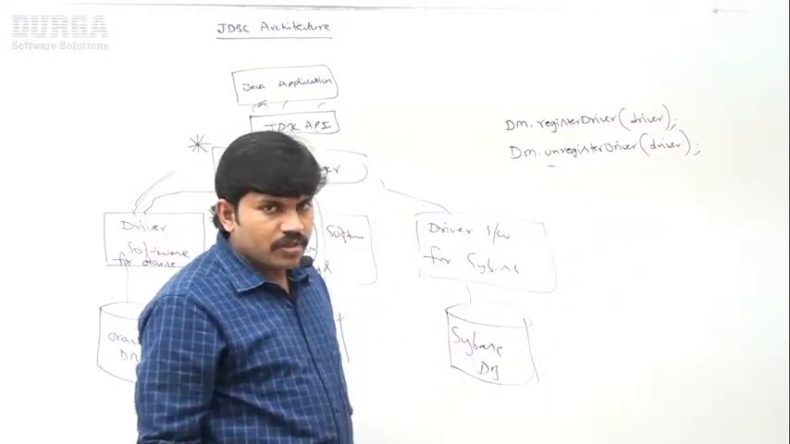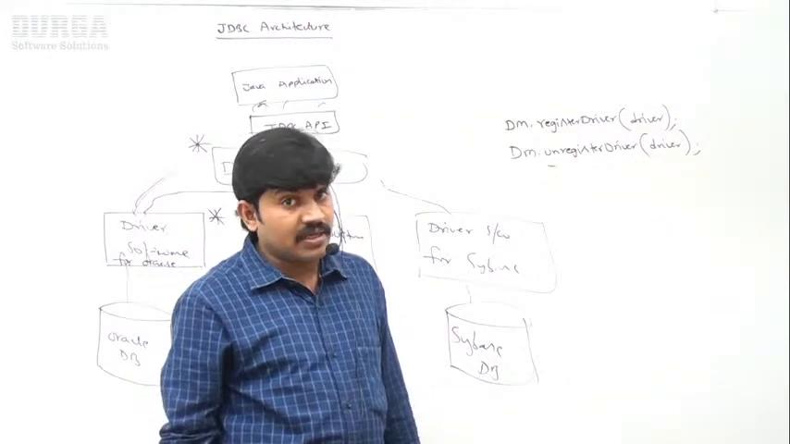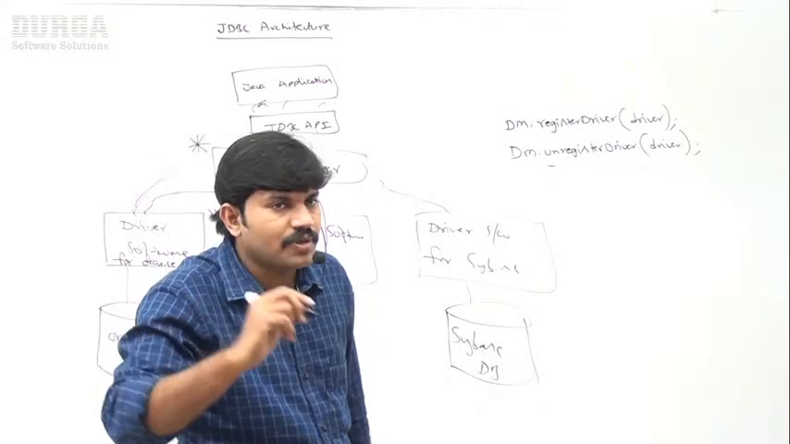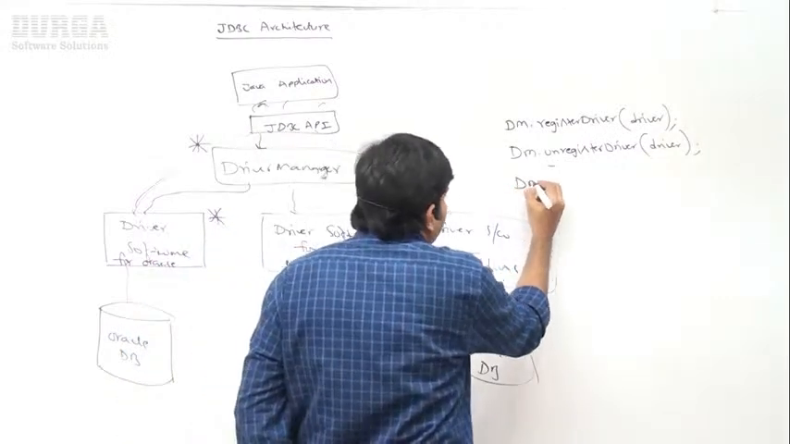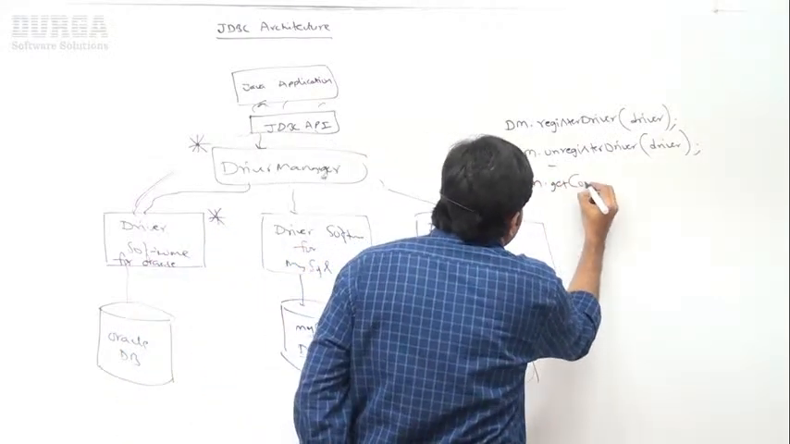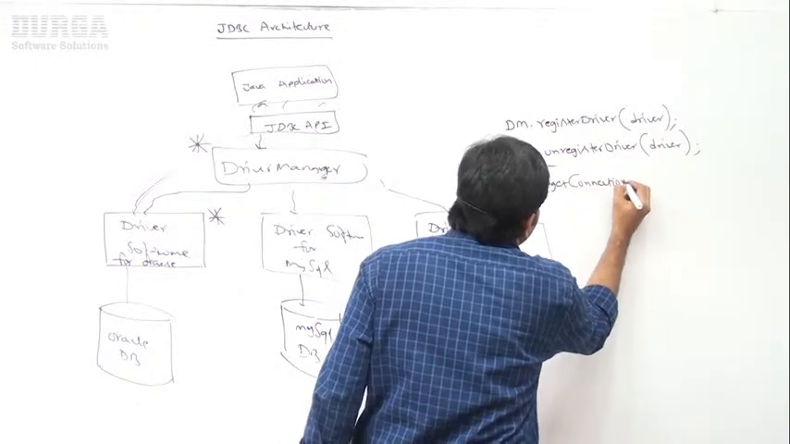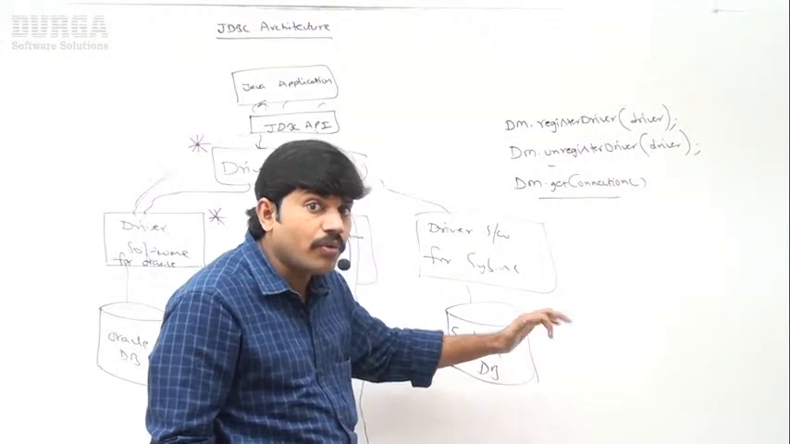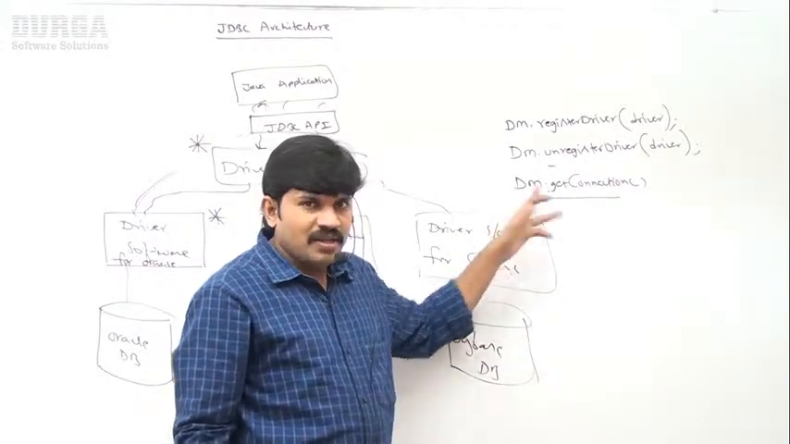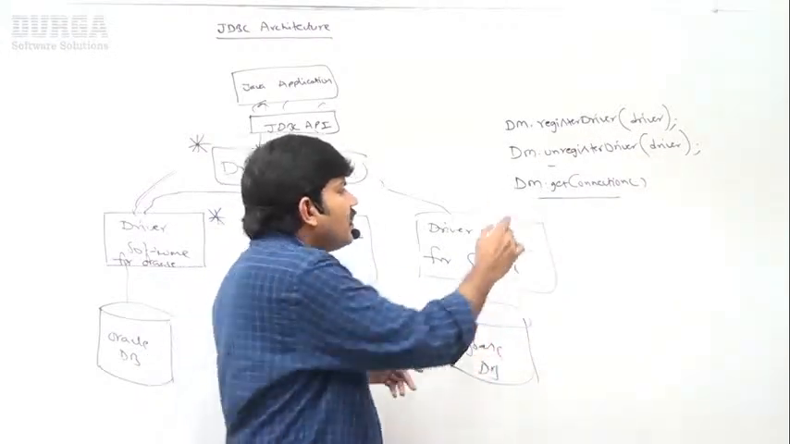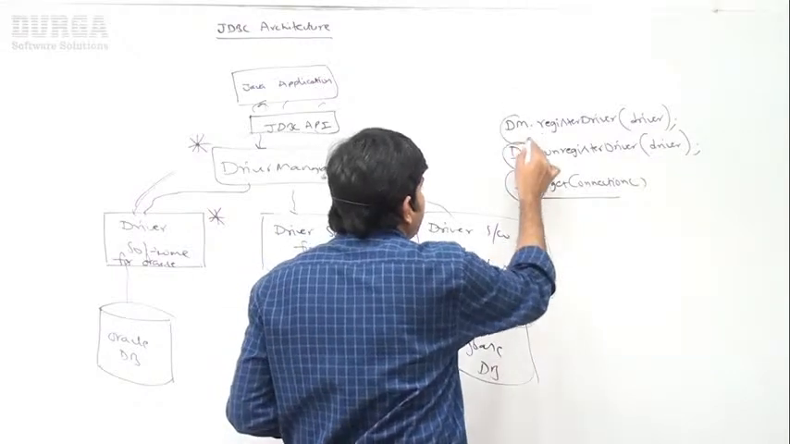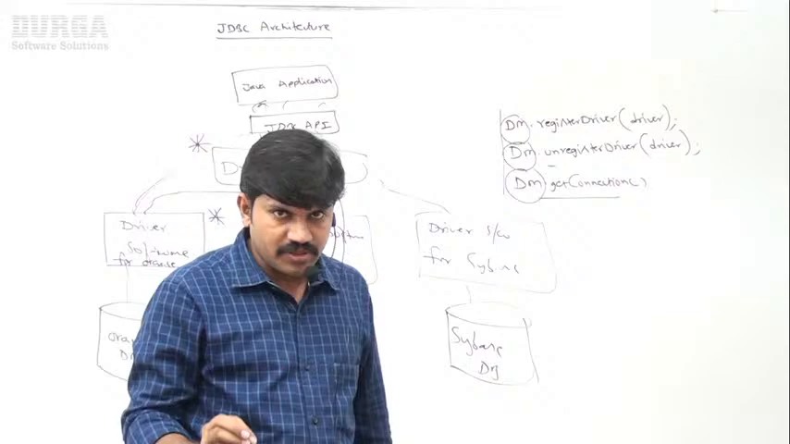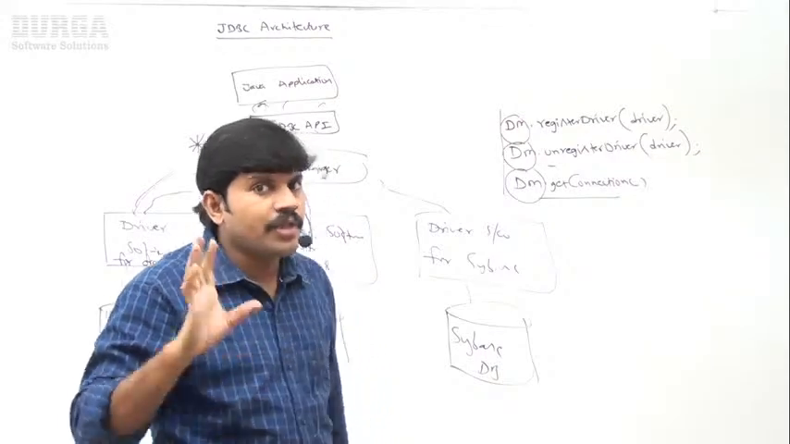Tomorrow I want, sir, can you please provide connection to Oracle database? Do you know, in our first example I already covered DriverManager.getConnection method, which is going to provide connection to database, right? Is it clear? All these activities, who is the responsible for doing, sir? Driver manager, that's all.